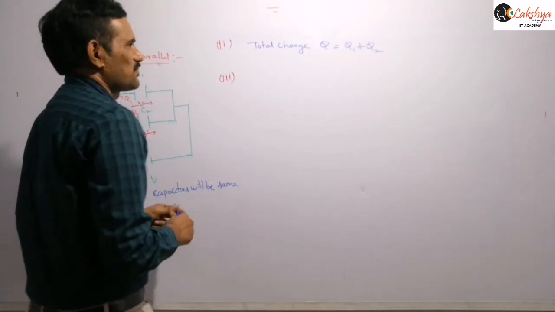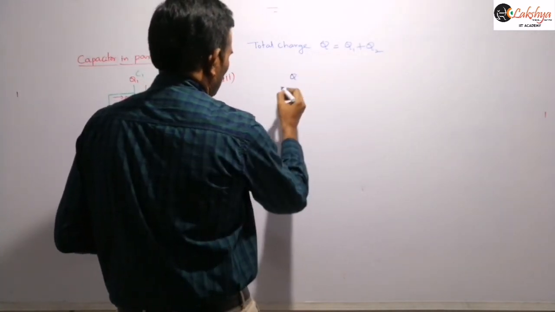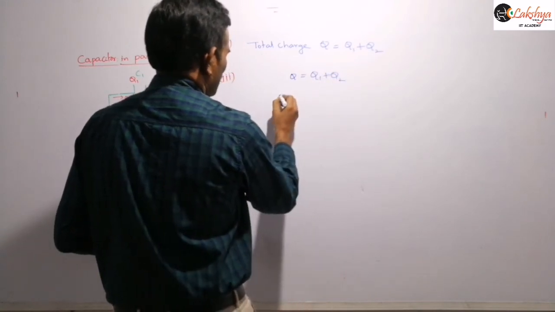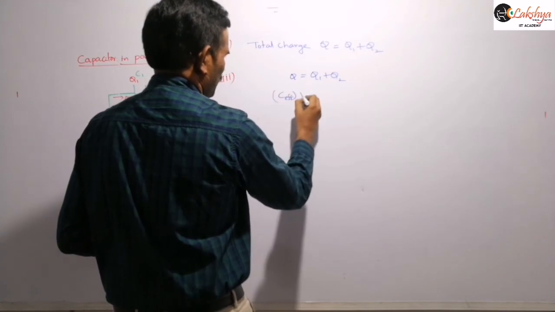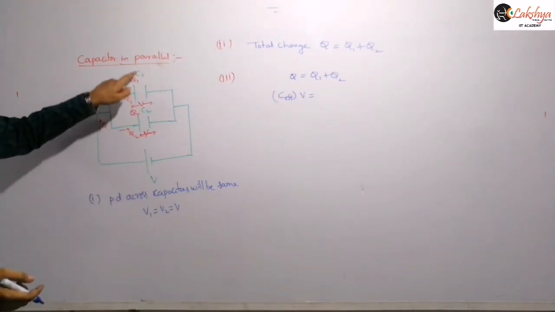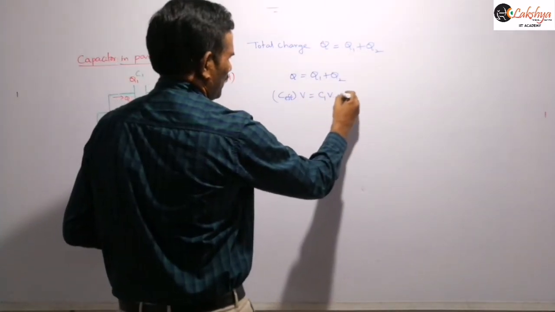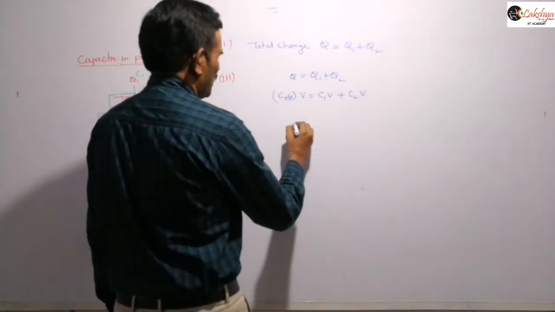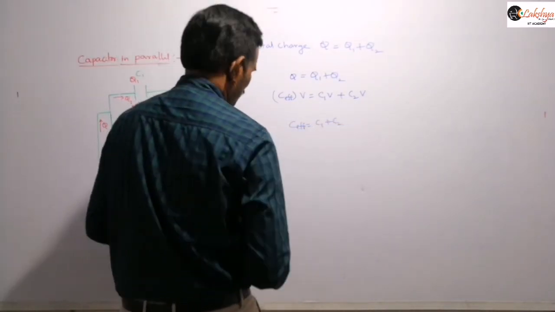Therefore I can write, basing on that, Q is equal to Q1 plus Q2. Now we can replace this using the Q is equal to CV formula. So C effective into V, and Q1 we can write as C1 into V plus C2 into V. So that V will cancel, so that C effective is equal to C1 plus C2.